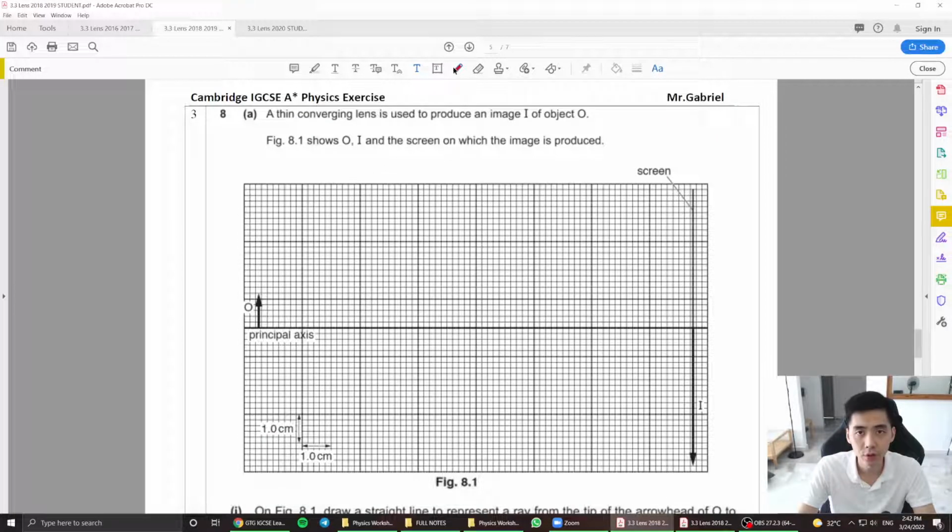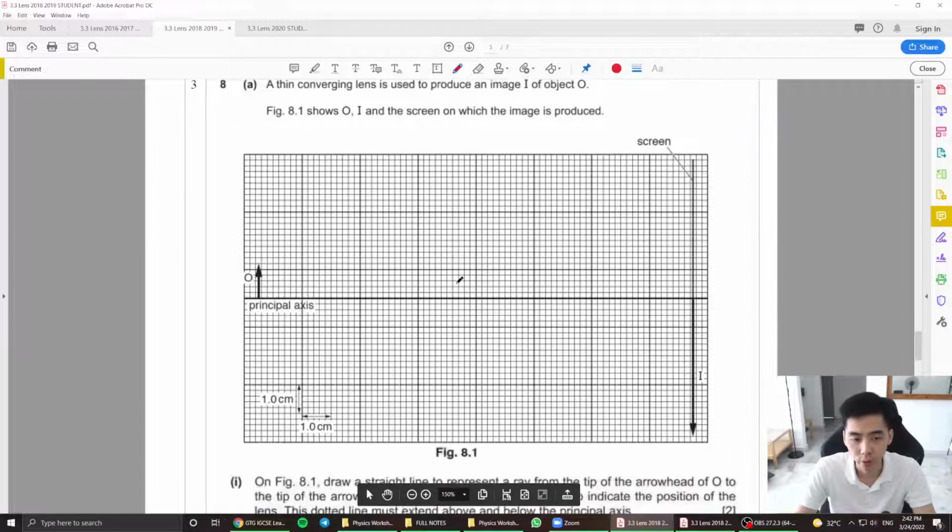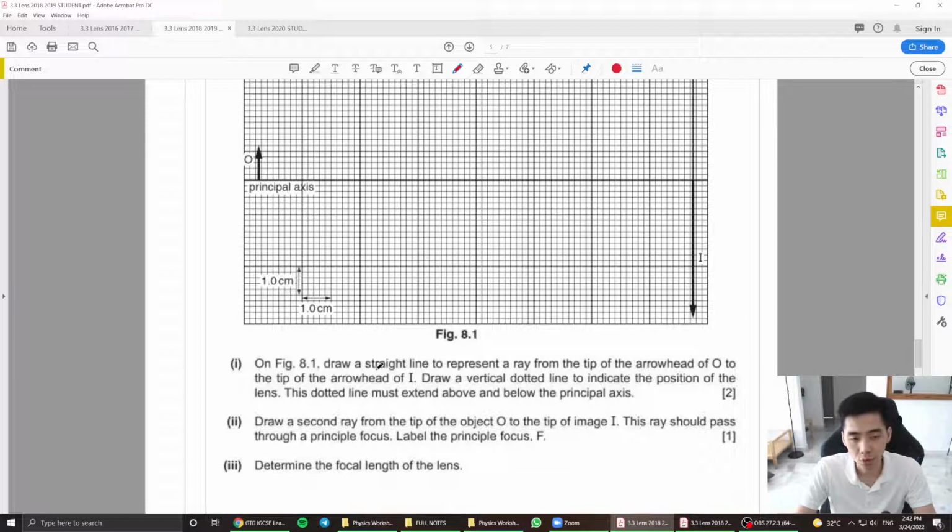A thin converging lens is used to produce an image I of object O. Figure 8.1 shows O, I and the screen on which the image is produced. So if the image can be projected onto the screen, obviously this is going to be real. On Figure 8.1, draw a straight line to represent a ray from the tip of the arrowhead of object O to the tip of the arrowhead of image I. Draw a vertical dotted line to indicate the position of the lens. This dotted line must be extended above and below the principal axis.